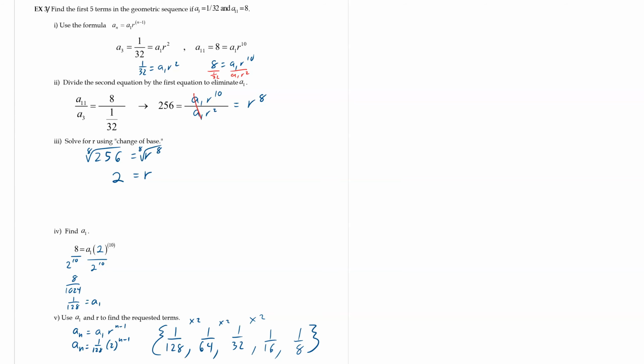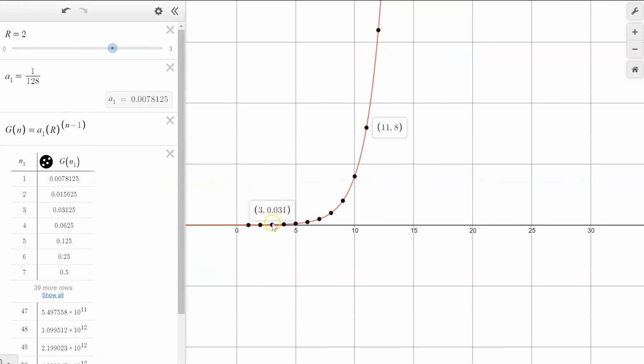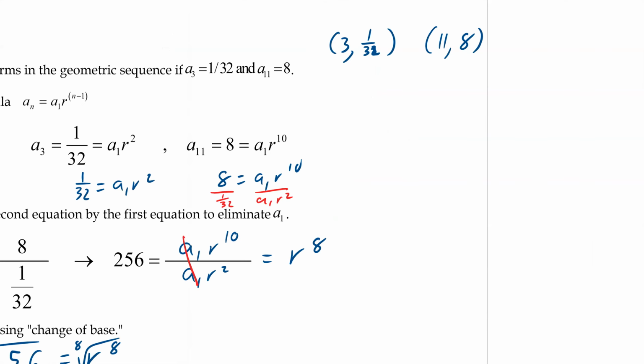Now, there is a quicker way of doing this, which is a little more logical thinking. So what we're doing point-wise again is we're going from the third term, 1 over 32, to the eleventh term, 8. So let's look at this with Desmos. Our third point right here is 1 over 32, and our other point is 8. So if you think about it, to go from 3 to 11, I would have to go 1, 2, 3, 4, 5, 6, 7, 8 times, because 11 take away 3 is 8. So I would have to do 8 ratios to go from 1 over 32 to 8.